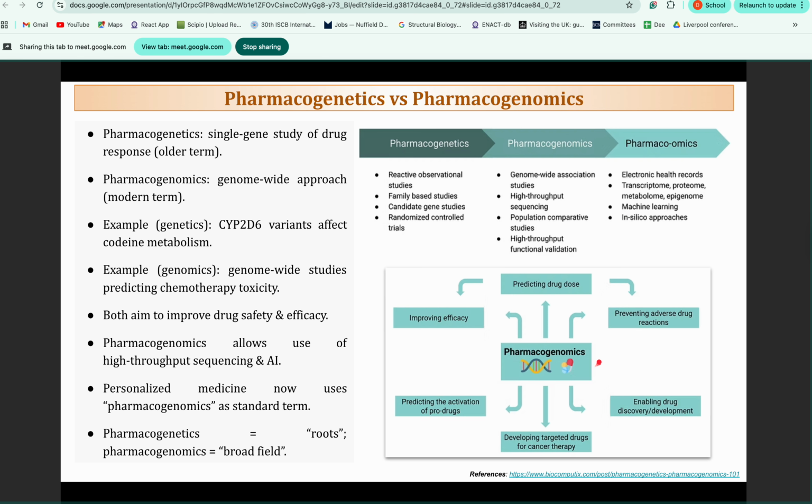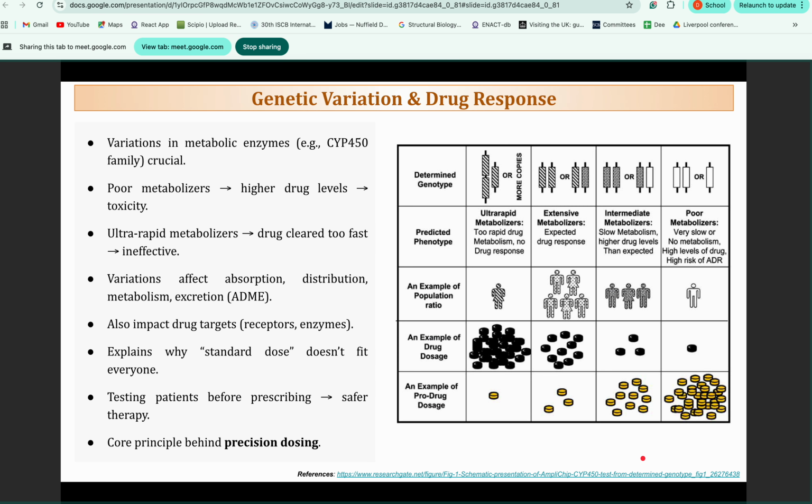In this case, it is shown that pharmacogenomics can predict the drug dose. If you predict the proper drug dose, then it can prevent adverse drug reactions, and it can also improve the efficacy of that particular drug. Pharmacogenomics can help to develop targeted drugs for cancer therapy. It can enable drug development and discovery. It can predict the activation of prodrugs. So these are some of the applications of pharmacogenomics.